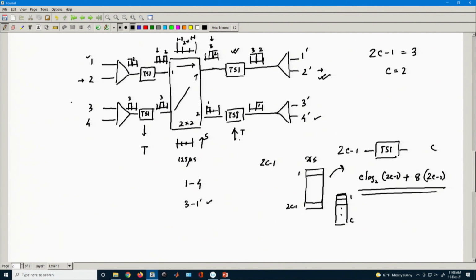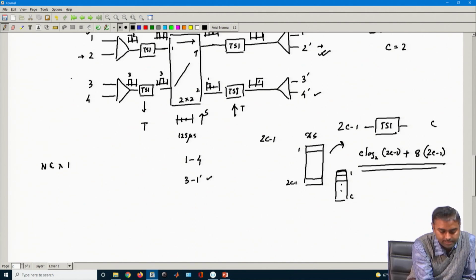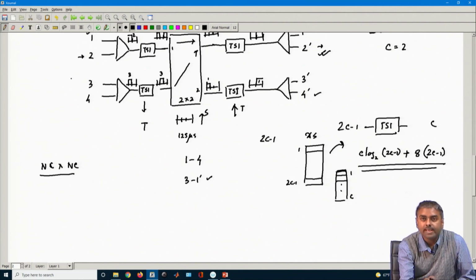Now, if you ask me what is the overall amount of memory that is required, can you now do this calculation? Let us try to do this calculation. Let us see what is the memory requirement. In the space switch, what is the memory requirement? Let us say I am doing an NC cross NC switch with 3 stages, let us say in the space.